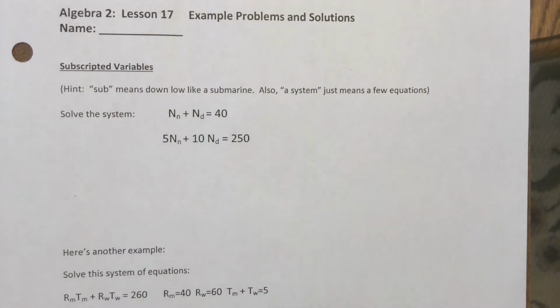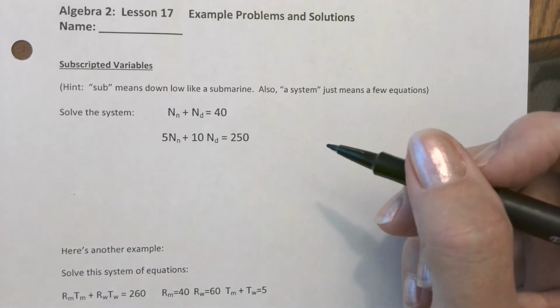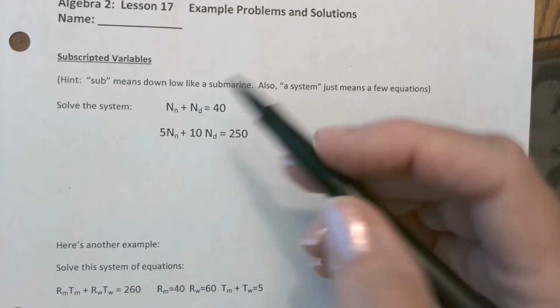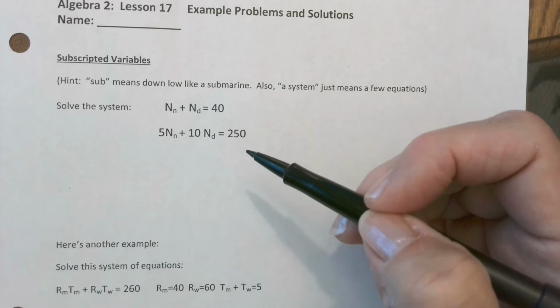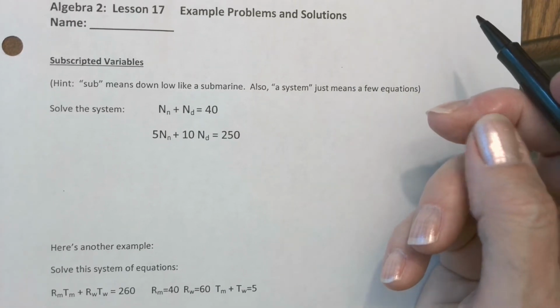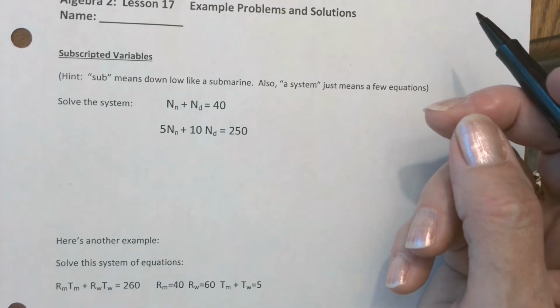Okay, lesson 17. Let's first talk about subscripted variables. Remember the word sub, think of it like submarine. So they're low down here. Okay, so it's a subscript. And remember too that anytime you talk about a system of equations, it just means more than one.